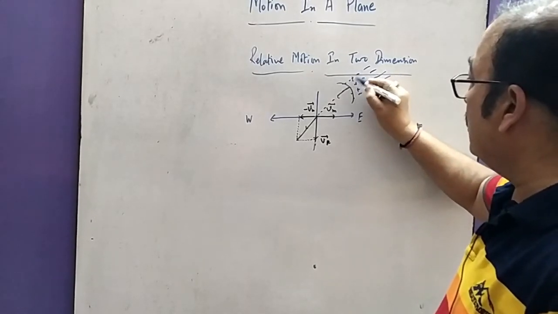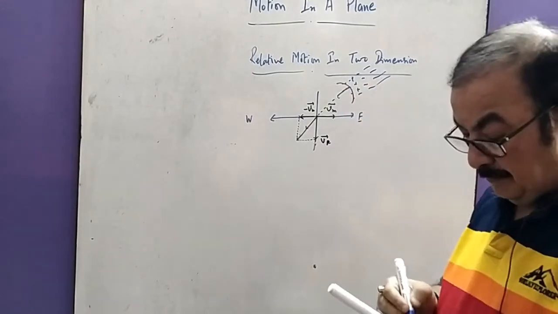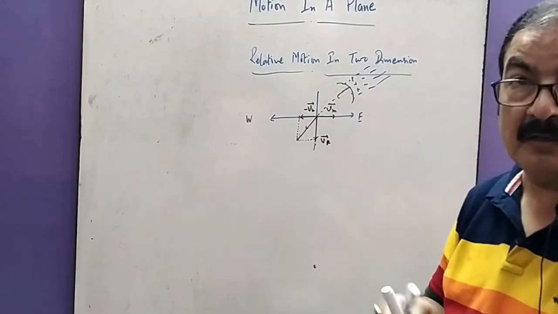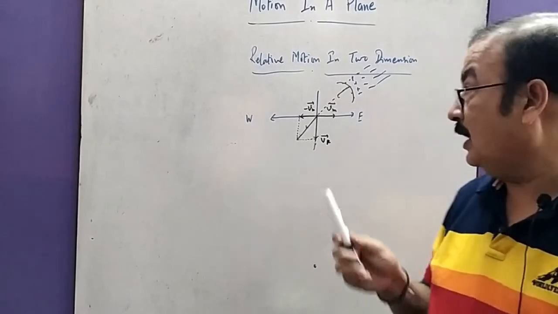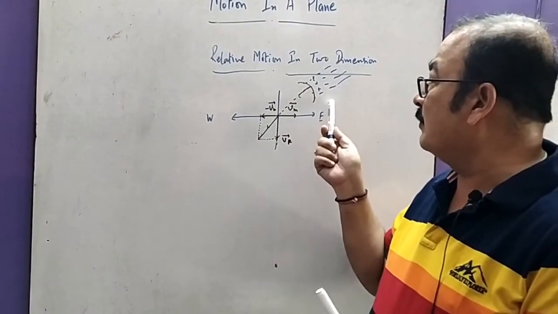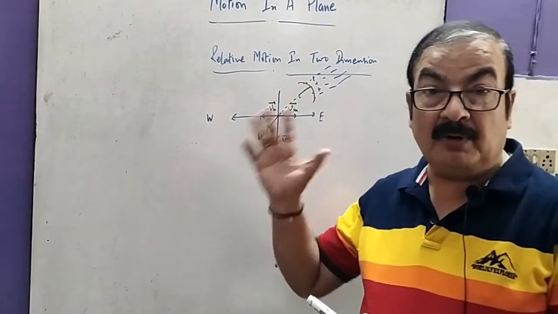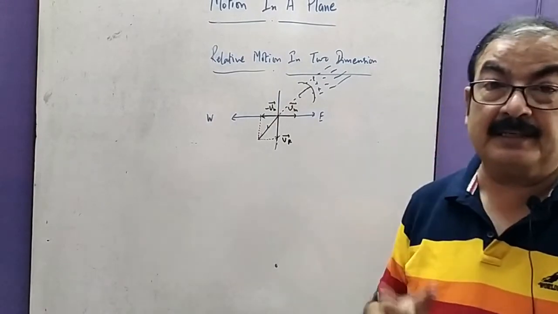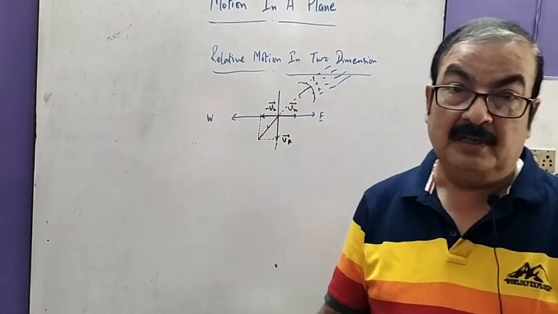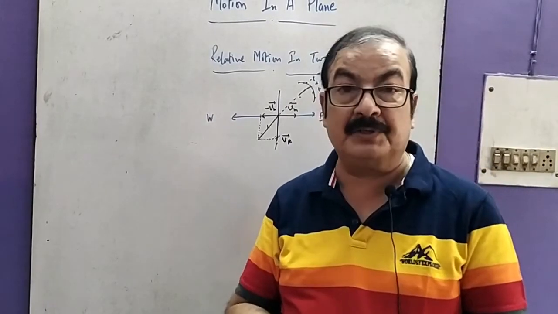These are the raindrops when I am in motion, and we can see if I incline my umbrella in this direction, then only I will protect myself from the rain. Here, remember, whatever velocity I am getting, that is the relative velocity. That is relative motion. Here it is not the relative motion of one dimension.